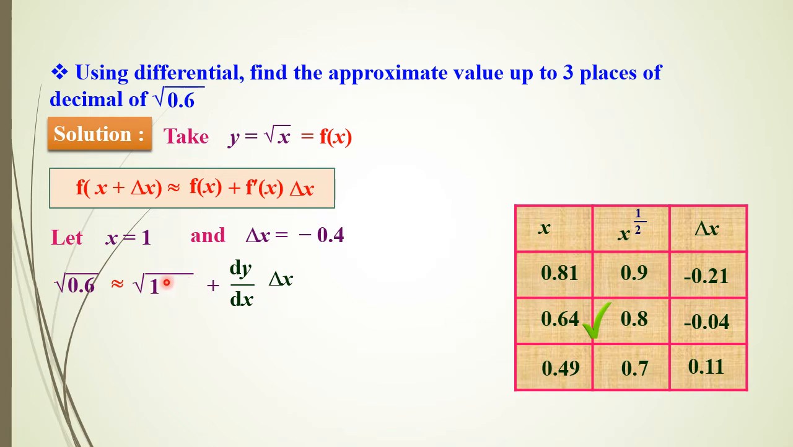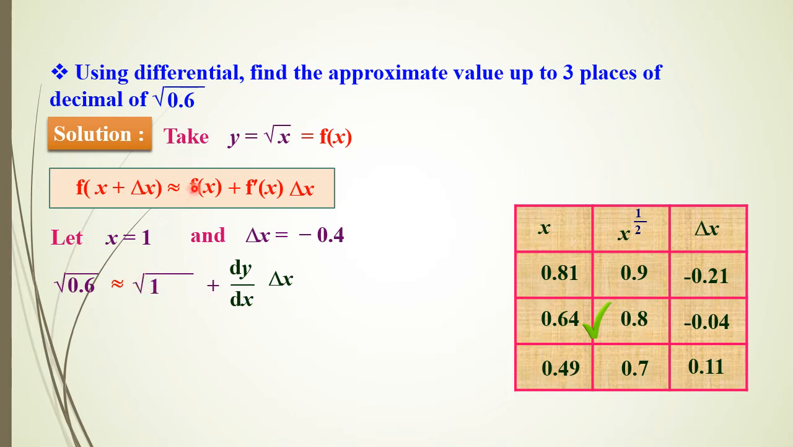Therefore, when such an approximate value is given in terms of square root, cube root, fourth root, like that, we need to choose the values of x and delta x in a proper manner. So x equal to 1, delta x equal to minus 0.4. After adding 1 and minus 0.4, we get exactly our given approximate value, that is 0.6. Why x equal to 1 only? Because 1 is a perfect square number, so root 1 can be written as just 1.